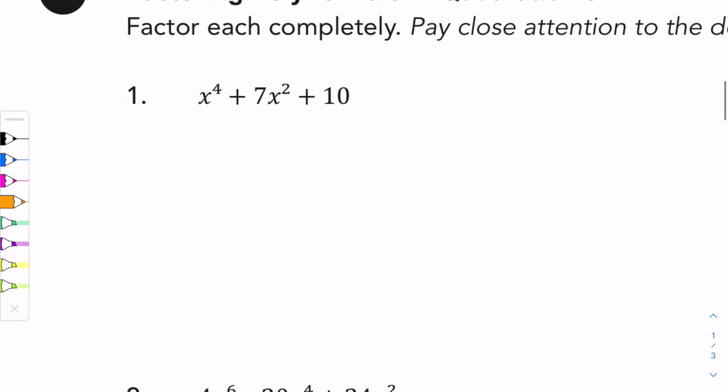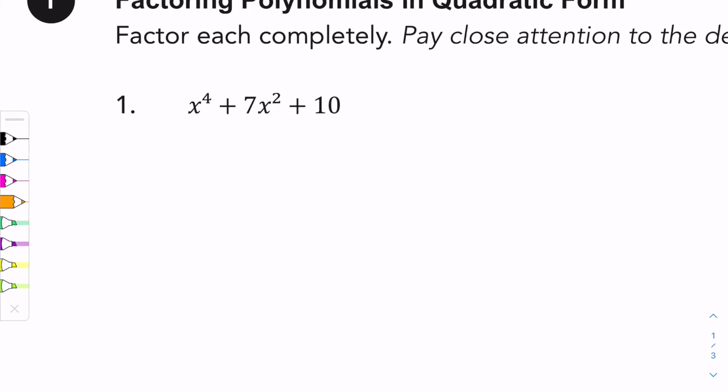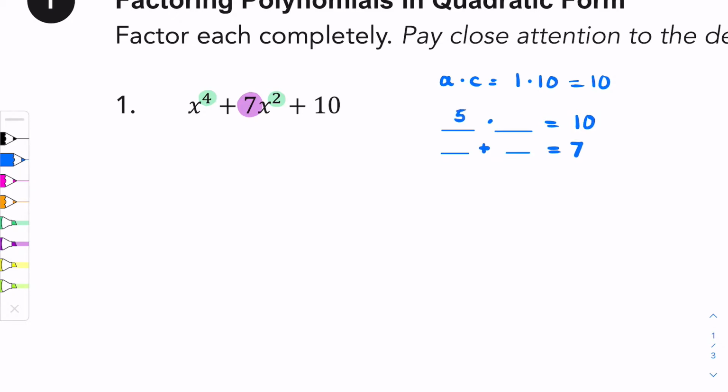For example, let's take a look at this first one. We have x to the 4th plus 7x squared plus 10. So yes, we need to pay attention to our exponents, but we're looking at the same process that we've been factoring all year, and we've done this so much, so everyone should be well aware of what I'm doing here. A times c, in this case, is 1 times 10, which is equal to 10. So I need to find the 2 factors that multiply to equal positive 10, and the same 2 factors that add to equal the middle number of 7. So in this case, it's going to be positive 5 and positive 2. 5 times 2 is 10, 5 plus 2 is 7.